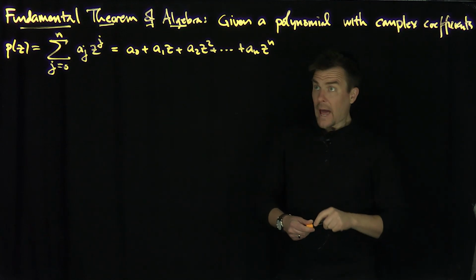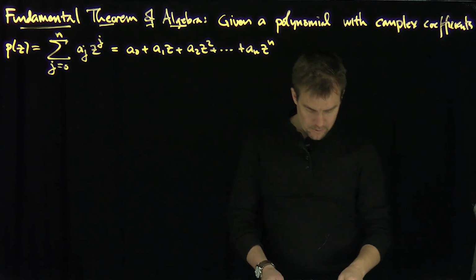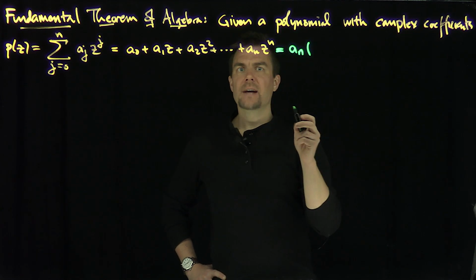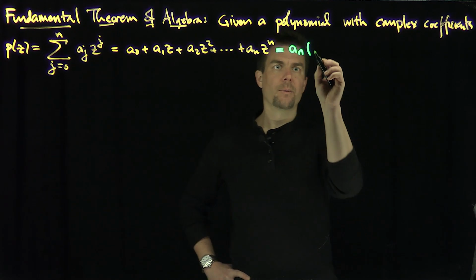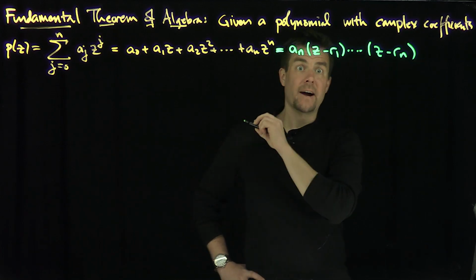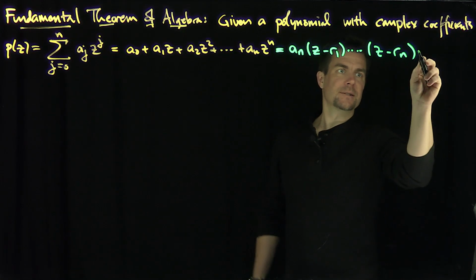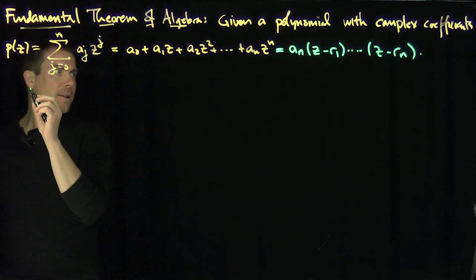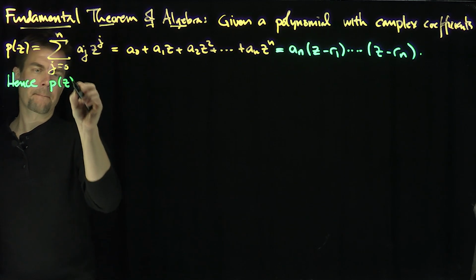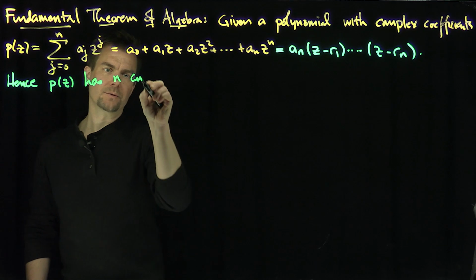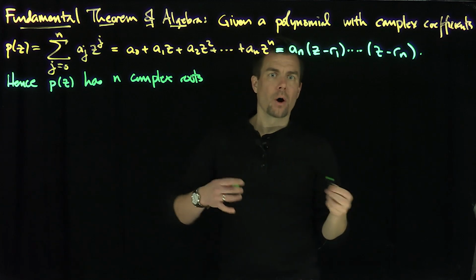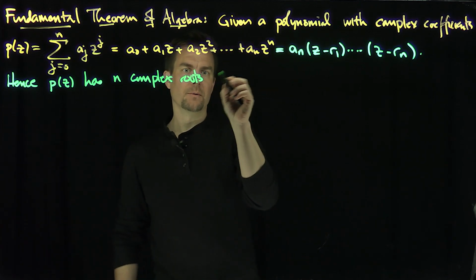And what the fundamental theorem of algebra says is that this can be factored into a number over here, an. So this is going to be equal to an, and then times a whole bunch of roots: z minus r1, up to z minus rn. You can factor it like this, right? And so in other words, in a nutshell, this says that the polynomial P of z has n complex roots, with the idea that there might be some possible multiplicities.